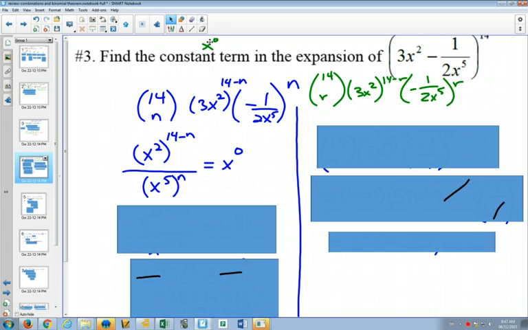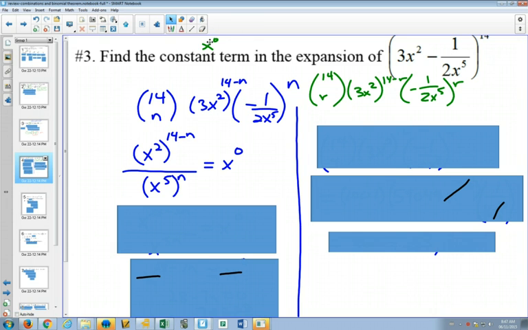Notice that I'm going to ignore the 14 choose n out in front, because that's just going to be a number. I'm going to ignore the 3 in front of the x squared, because no matter what the power is, that'll just be the coefficient of that term. And I'm going to ignore the negative 1 and the 2. But because x to the 5th is in the denominator of my fraction, I'm going to still keep it there, because that's going to be important.